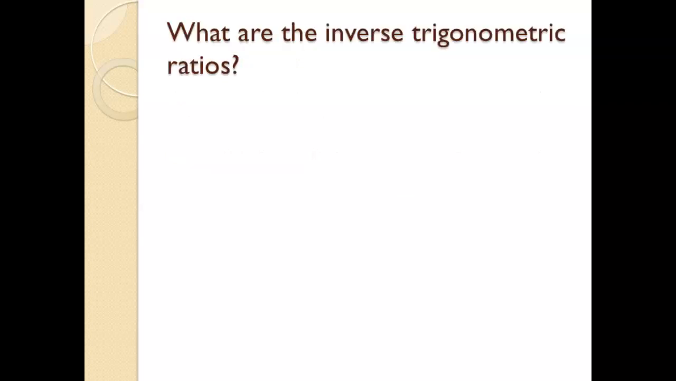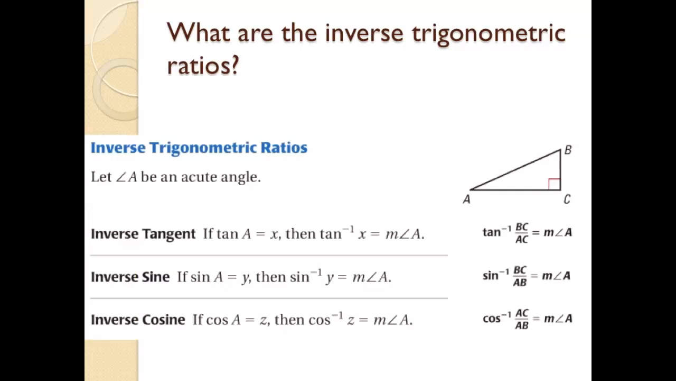So what are the inverse trigonometric ratios? Well, let's say you have this triangle ABC here, and angle A is an acute angle. Inverse tangent would be simply the inverse function of the tangent function. So if tangent of A is equal to some value x, then tan inverse of x is going to give you the measure of angle A. Same with sine and cosine. So if sine of A is equal to y, then sine inverse of y is equal to the measure of angle A. If cosine of angle A is equal to z, then cosine inverse of z is going to give you the measure of angle A.